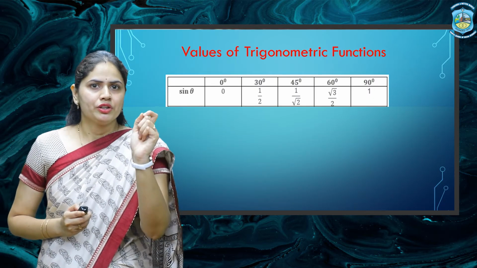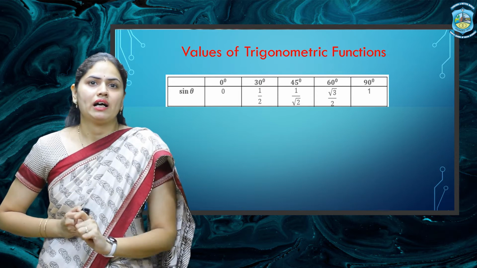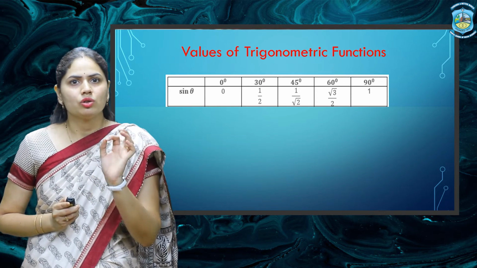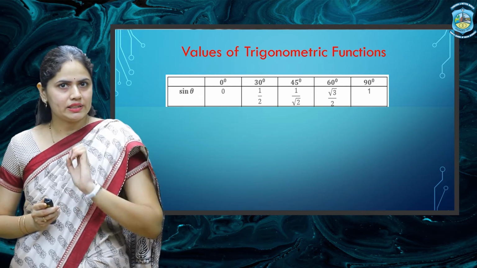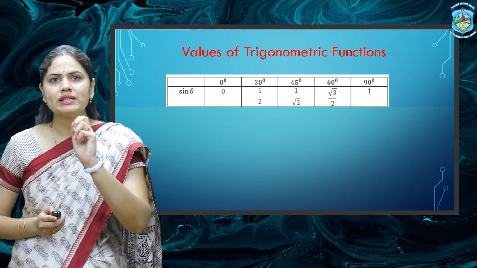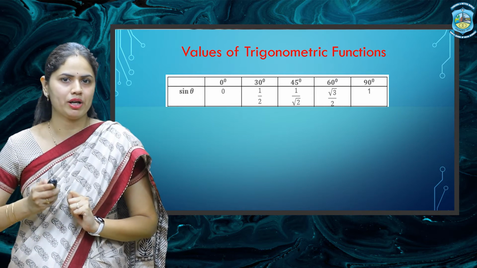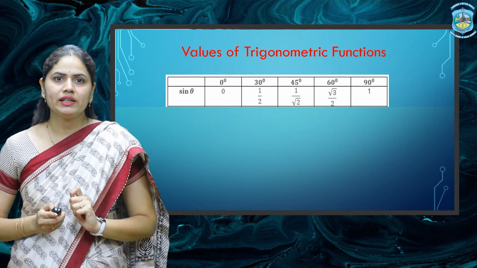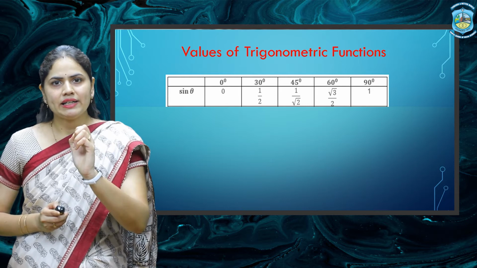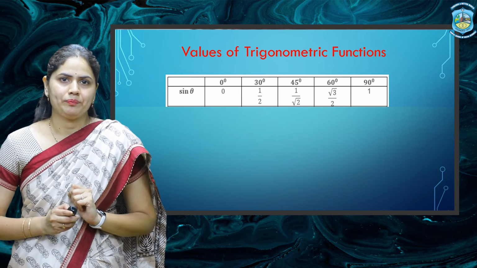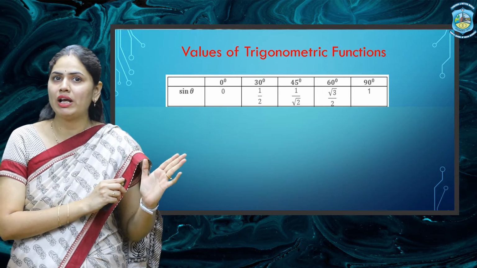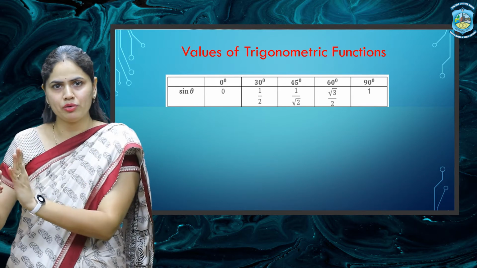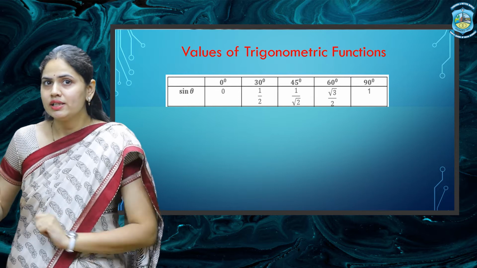Let's see, you should know sine theta's value. Sine 0 degree will be 0, sine 30 degree is 1 by 2, sine 45 degree is 1 by root 2, sine 60 degree is root 3 by 2 and sine 90 degree is 1. So you have to remember only these values: 0, 1 by 2, 1 by root 2, root 3 by 2 and 1.